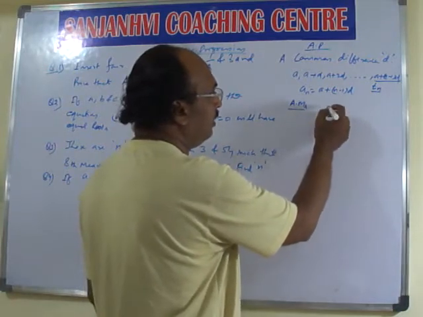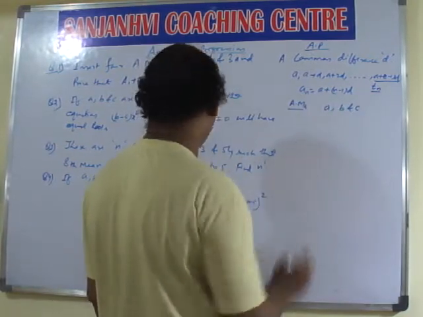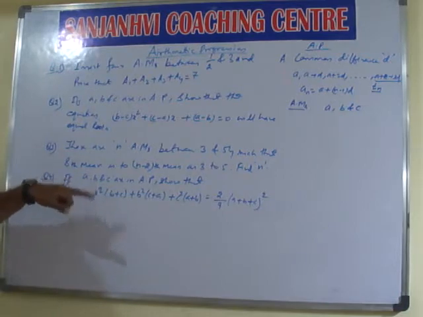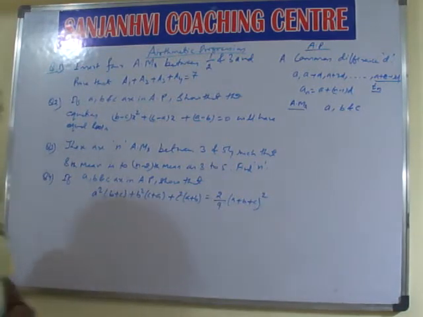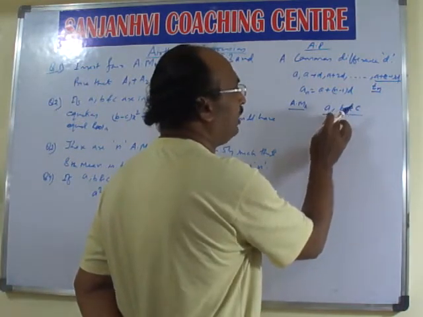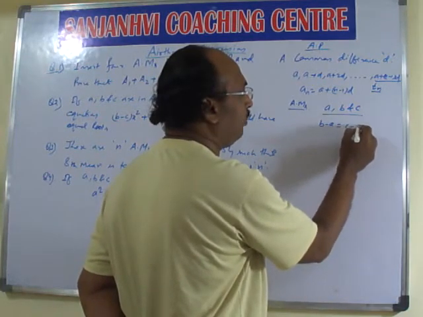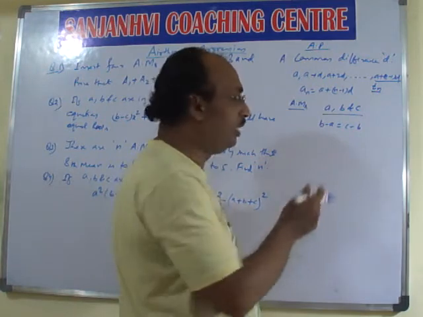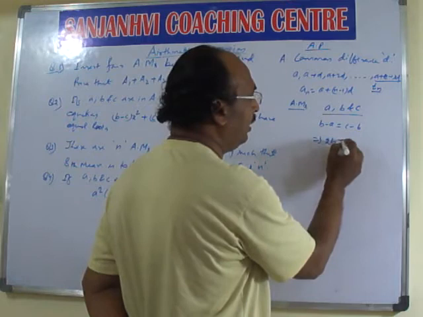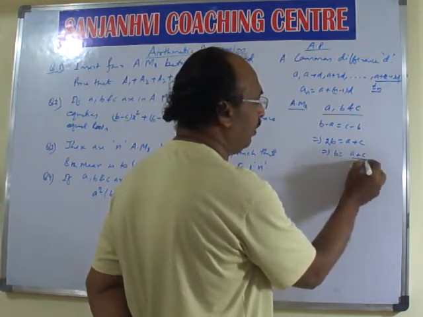If a progression is given to you like A, B and C, generally in many of the questions you will find that this type of question will be given to you: if A, B and C are in AP, correct? So what does it mean? Their common difference will be equal, like B minus A should be equal to C minus B. This gives 2B is equal to A plus C, and further B is equal to (A plus C) by 2.